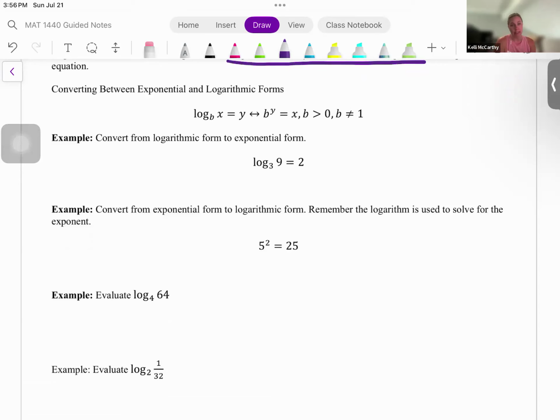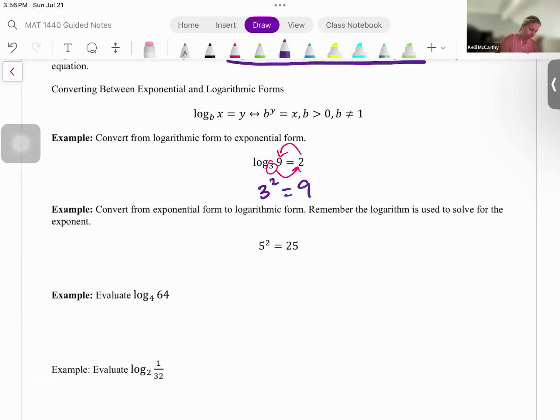Convert from logarithmic to exponential form. This conversion, I think, is a little bit more straightforward. We're going to start with our base, raise it to whatever the logarithm is equal to, and then set it equal to the argument of the logarithm. So this becomes 3 squared equals 9. That's the exponential form of this logarithm.